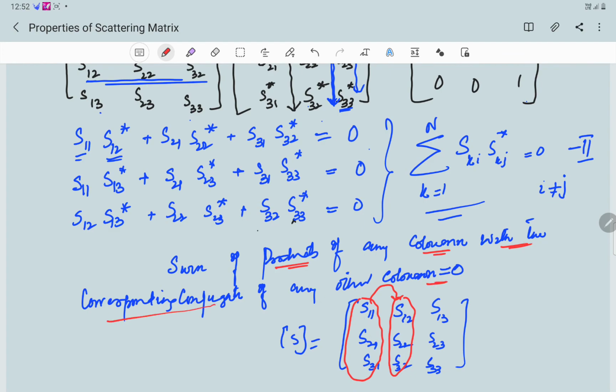That means S11 with the conjugate of this column would be 0. Say for example here, S11, S12 star plus S21, S22 star plus S31, S32 star has to be 0. Now if I multiply this column with the conjugates of the third column, that again would be 0. Or if I multiply the second column with the conjugates of column 3, I'll again get a 0. So this is all about the lossless network. For lossless networks, these are the conditions that need to be satisfied.